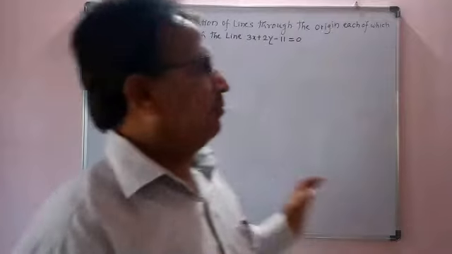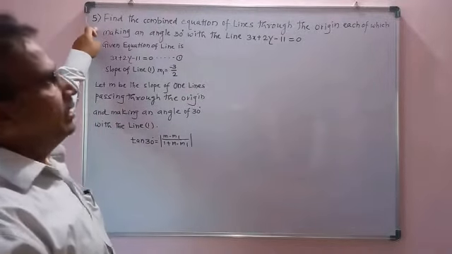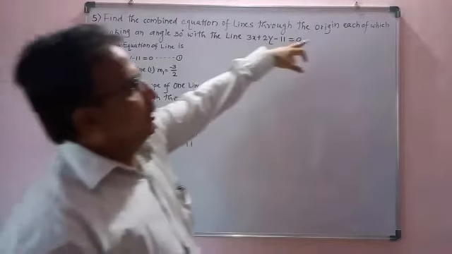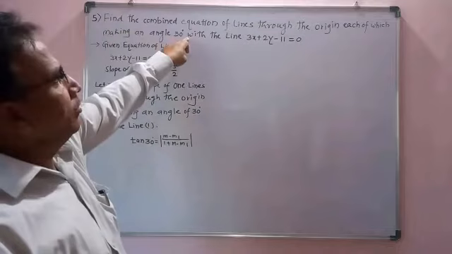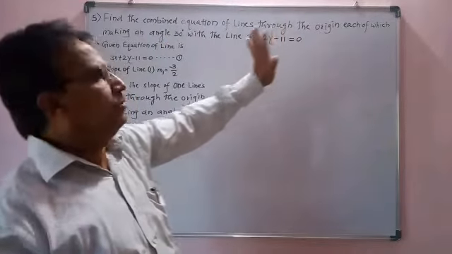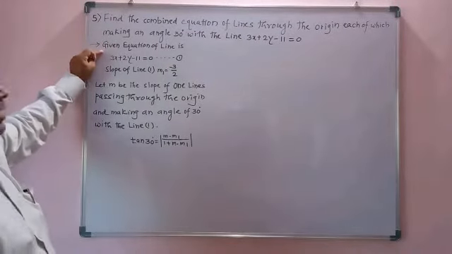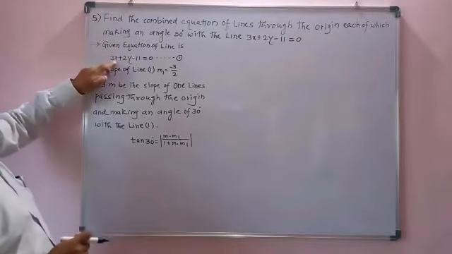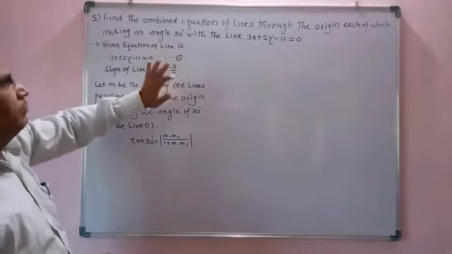That is example number 5. Find the combined equation of lines through the origin, each of which makes an angle of 30 degrees with the line 3x plus 2y minus 11 equal to 0. The given equation of the line is 3x plus 2y minus 11 equal to 0. This is equation first.